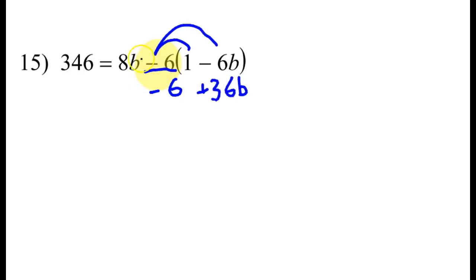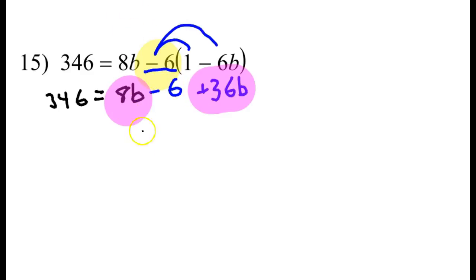And every problem after this, I think, has this case in it. So you get a lot of practice. And then, of course, bring down everything else. Bring down 8b. Bring down equals 346. Now let's complete this all the way. So we have 8b plus 36b. What's 8 plus 36?